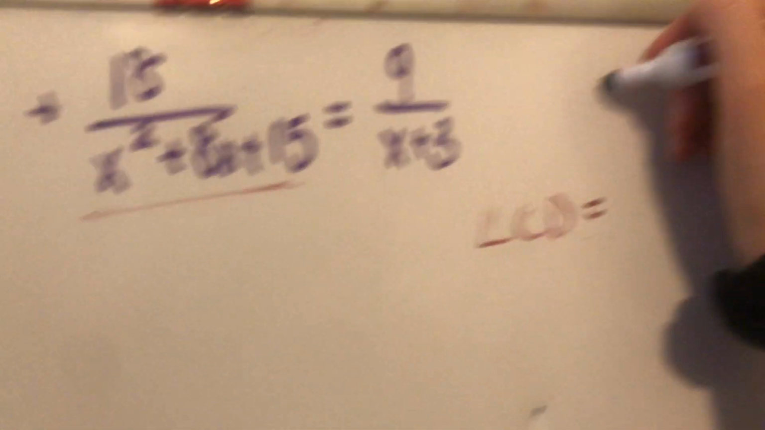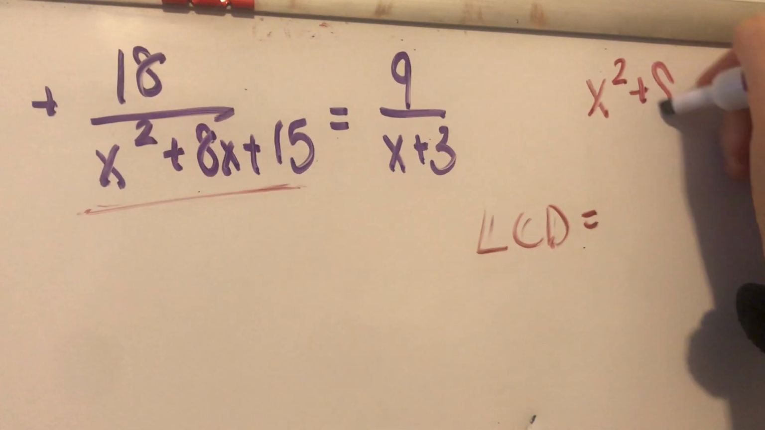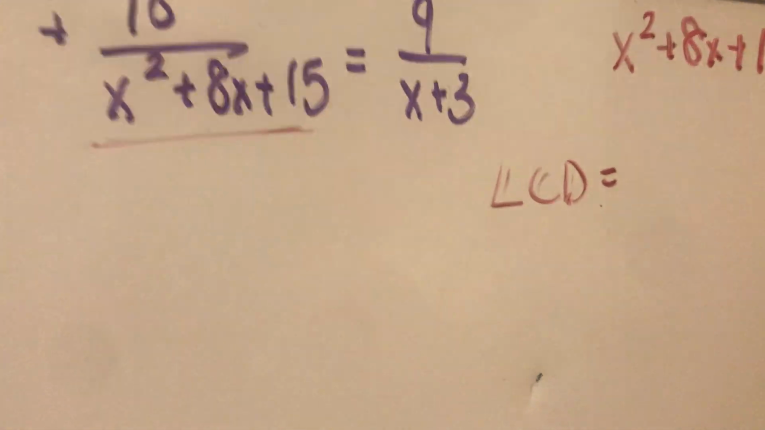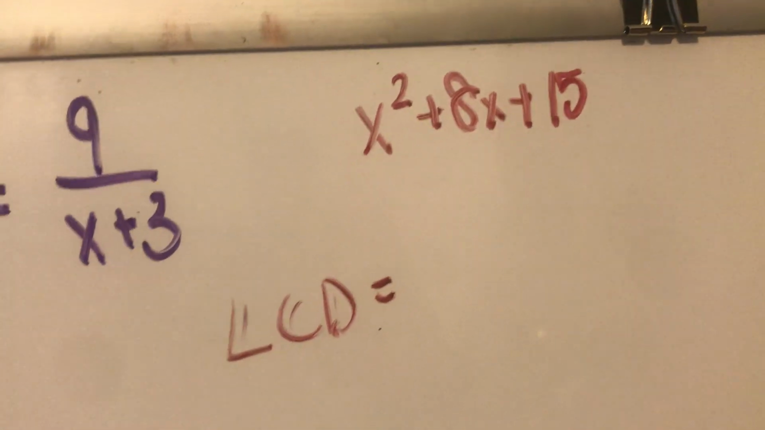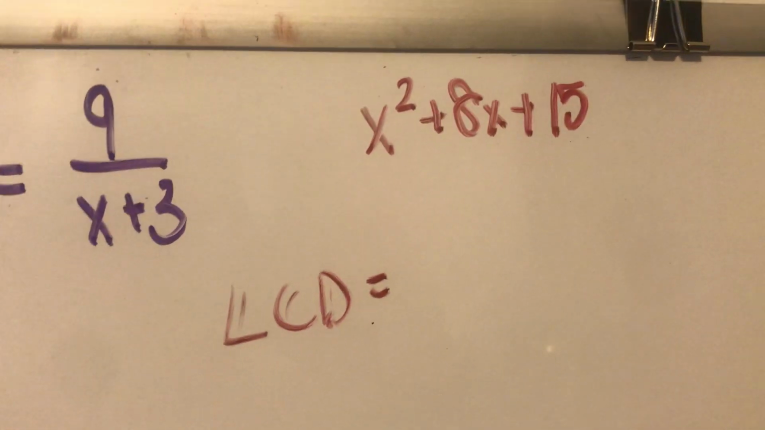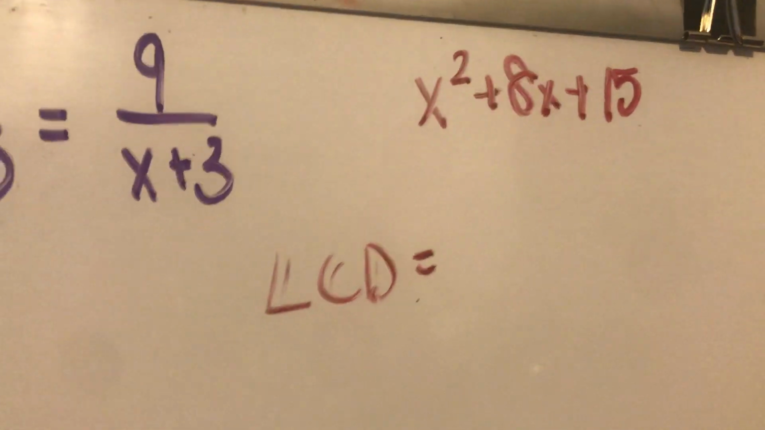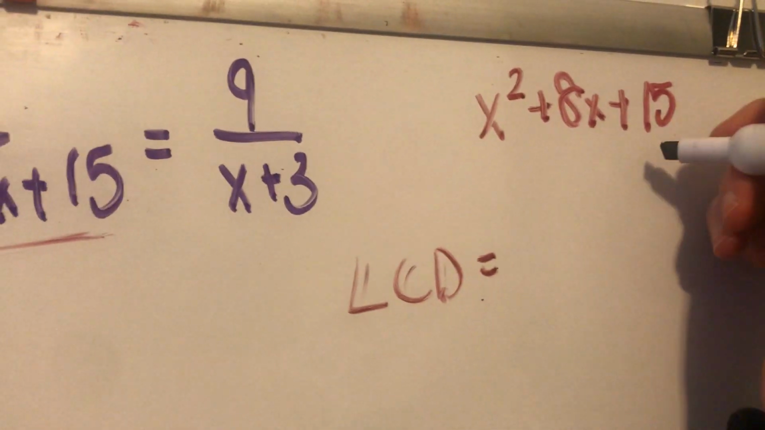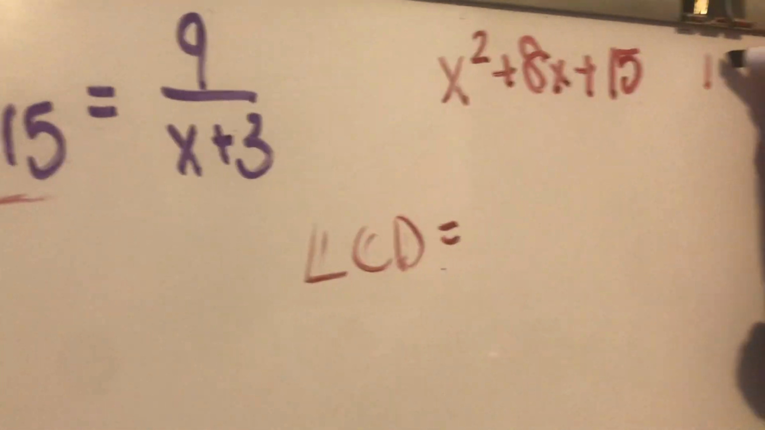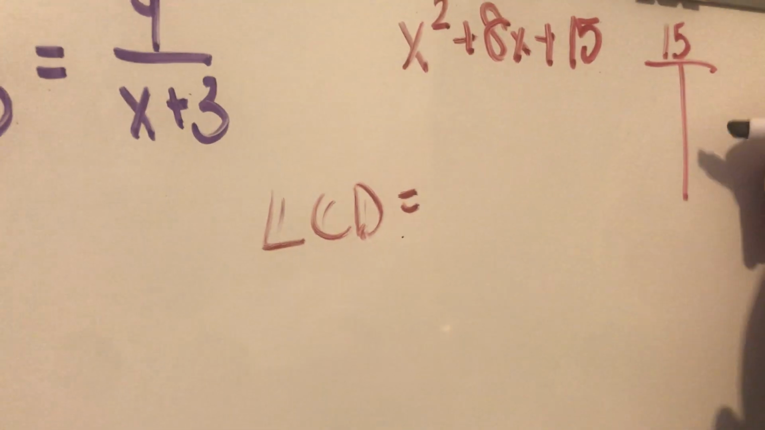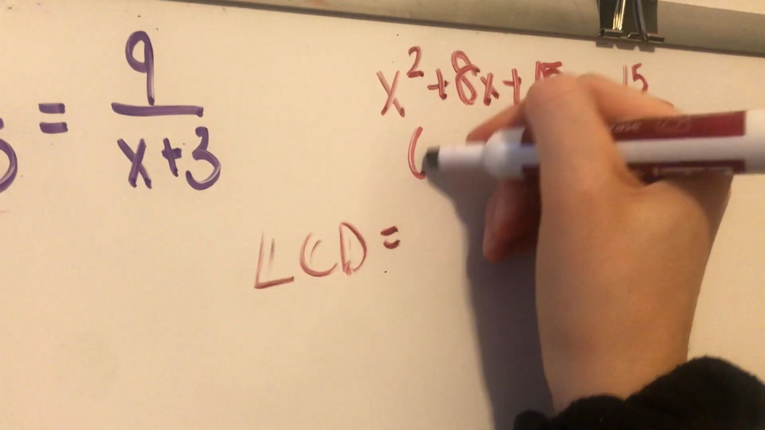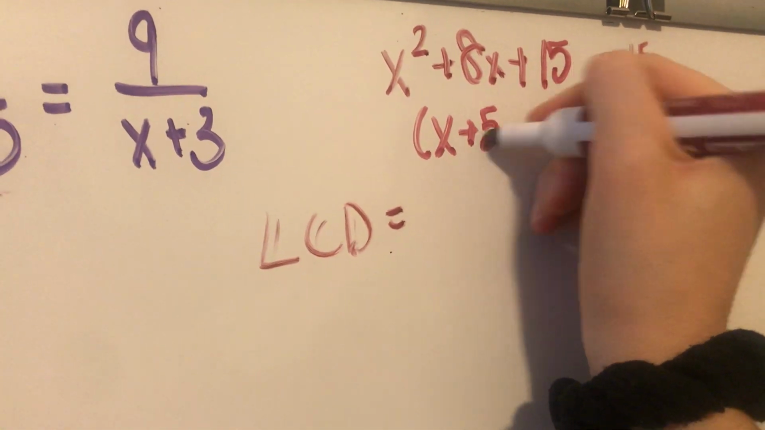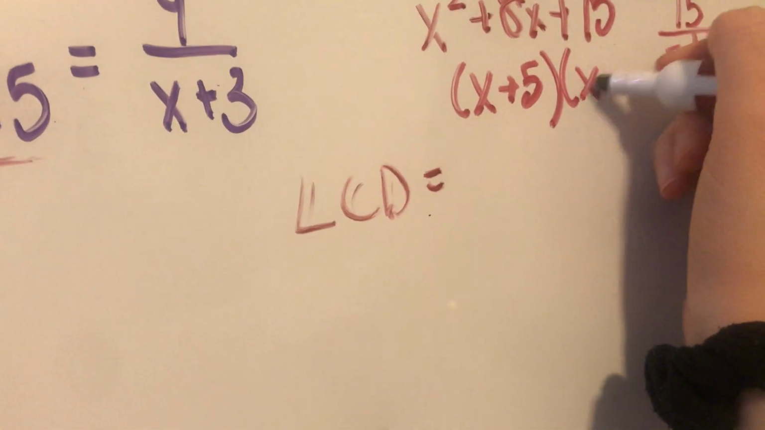So let's look at my x squared plus 8x plus 15. And what factoring method should I be using here? Yes, Lyra, you absolutely should be using ABC method. So I want to look at my factors of 15 and figure out which of those values are going to add up to a positive 8? Yes, Sam, you should have x plus 5 times x plus 3.